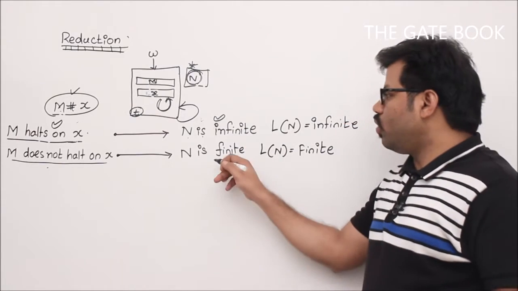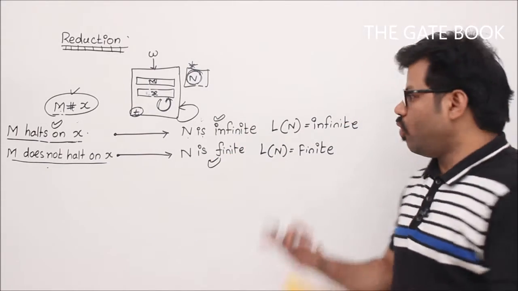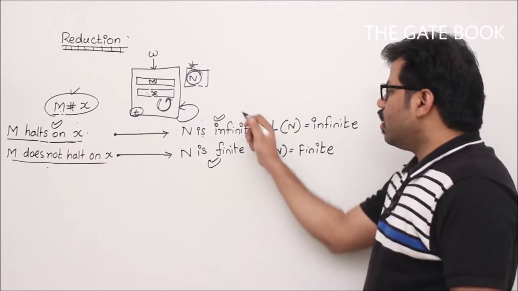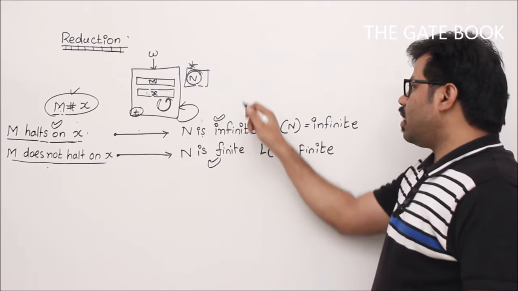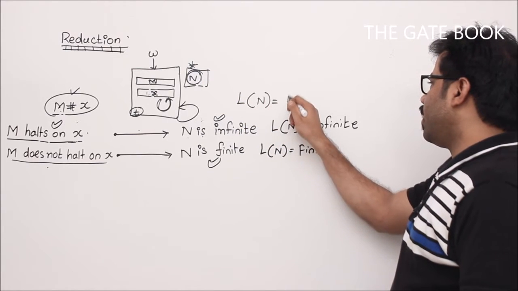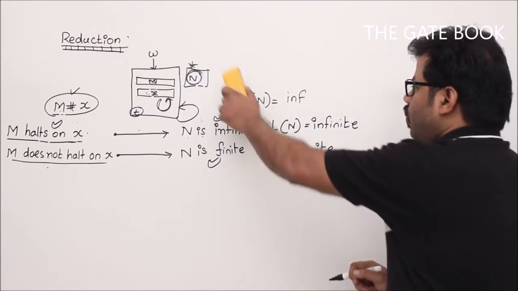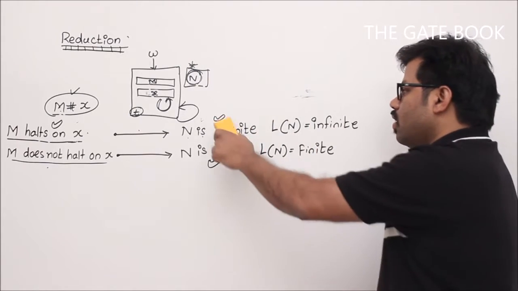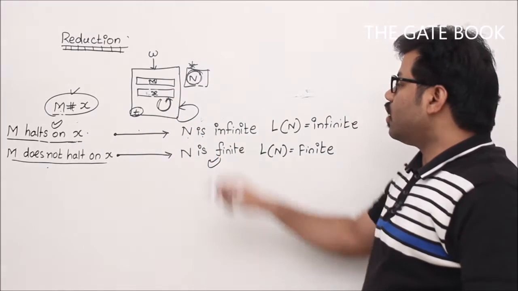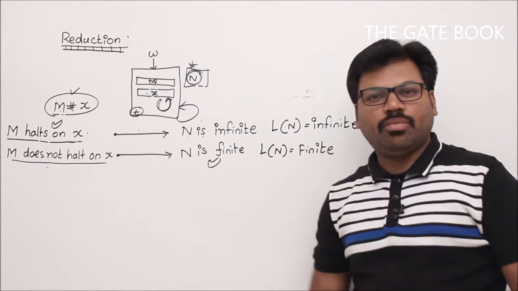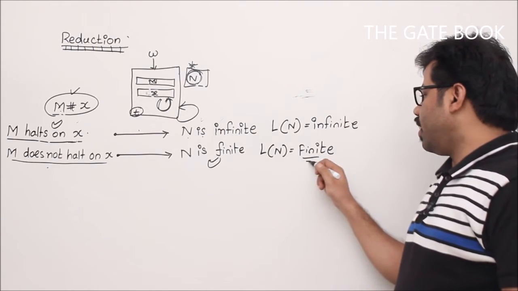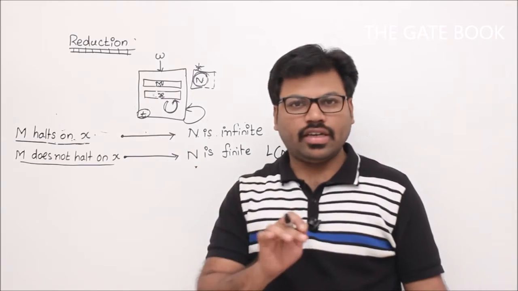So we now have two different sets of problems. Let me focus on them. What is the first problem? Whenever M halts on x, what is the language accepted by N? That is the language of N. Language of N is infinite, correct? Remember it. Next, if M does not halt on x, then you will be stuck looping. Then the Turing machine N won't accept any input. What is the language accepted in that case? That will be finite. Now I would like to focus here very clearly.